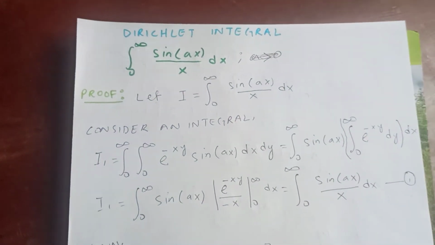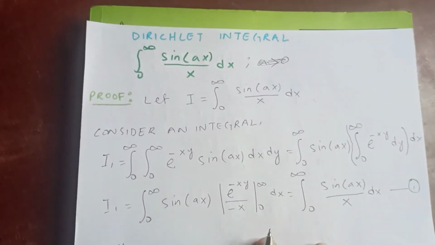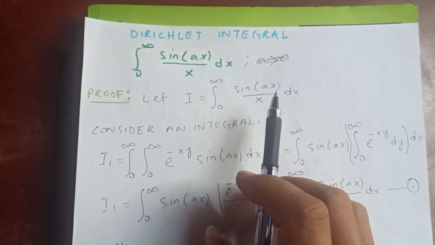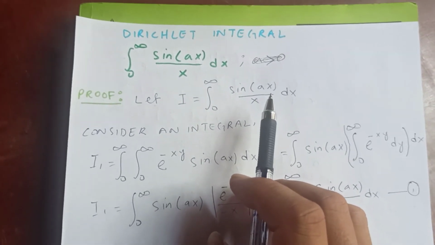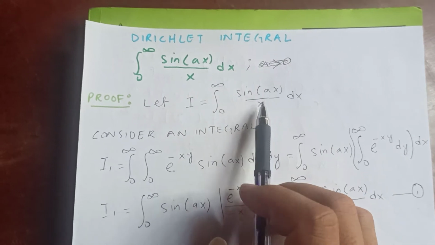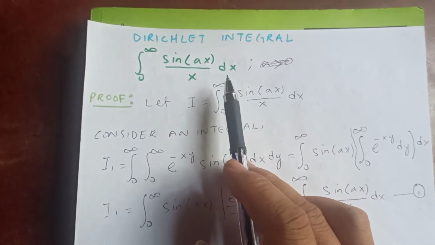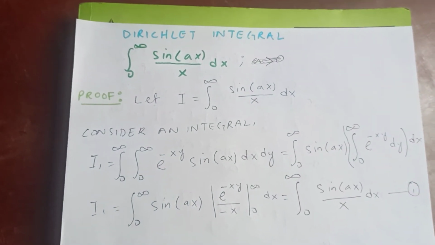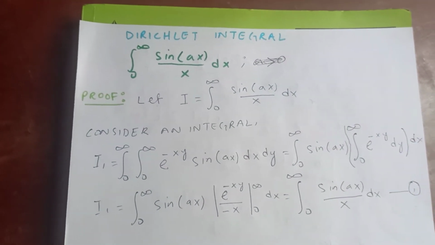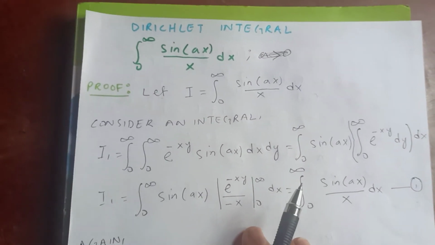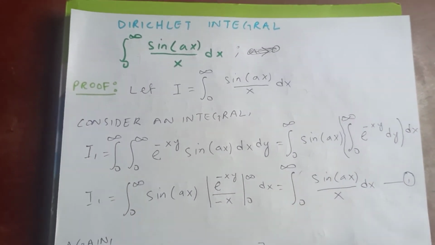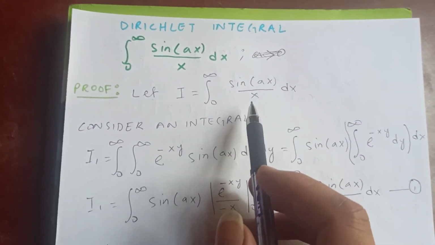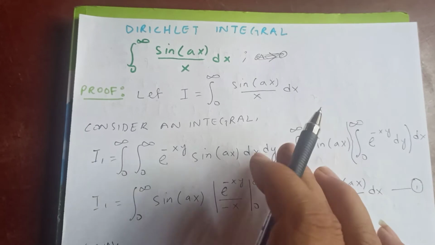Now we are going to prove our Dirichlet integral using a double integral. Some of you may try to prove this integral by the Feynman technique, that is, differentiation under the integral sign. That is also another way to approach it. So here is my way to approach: using a double integral.